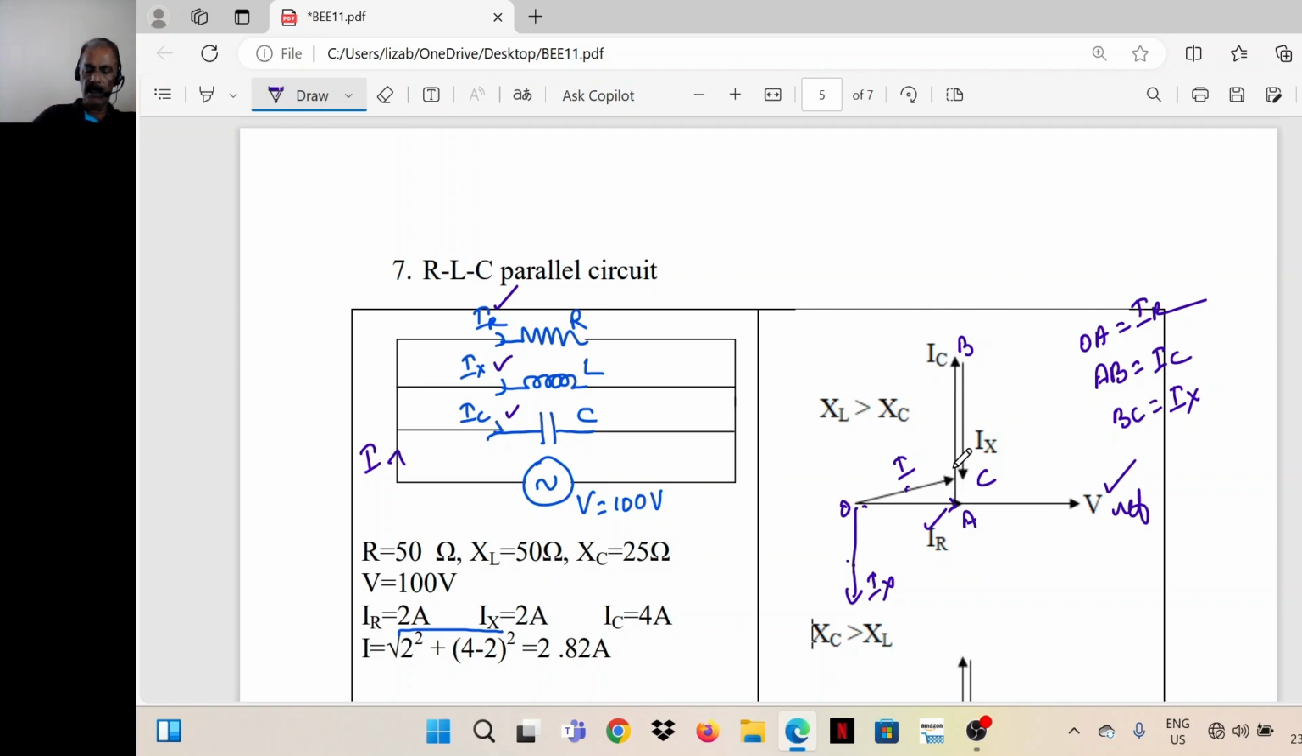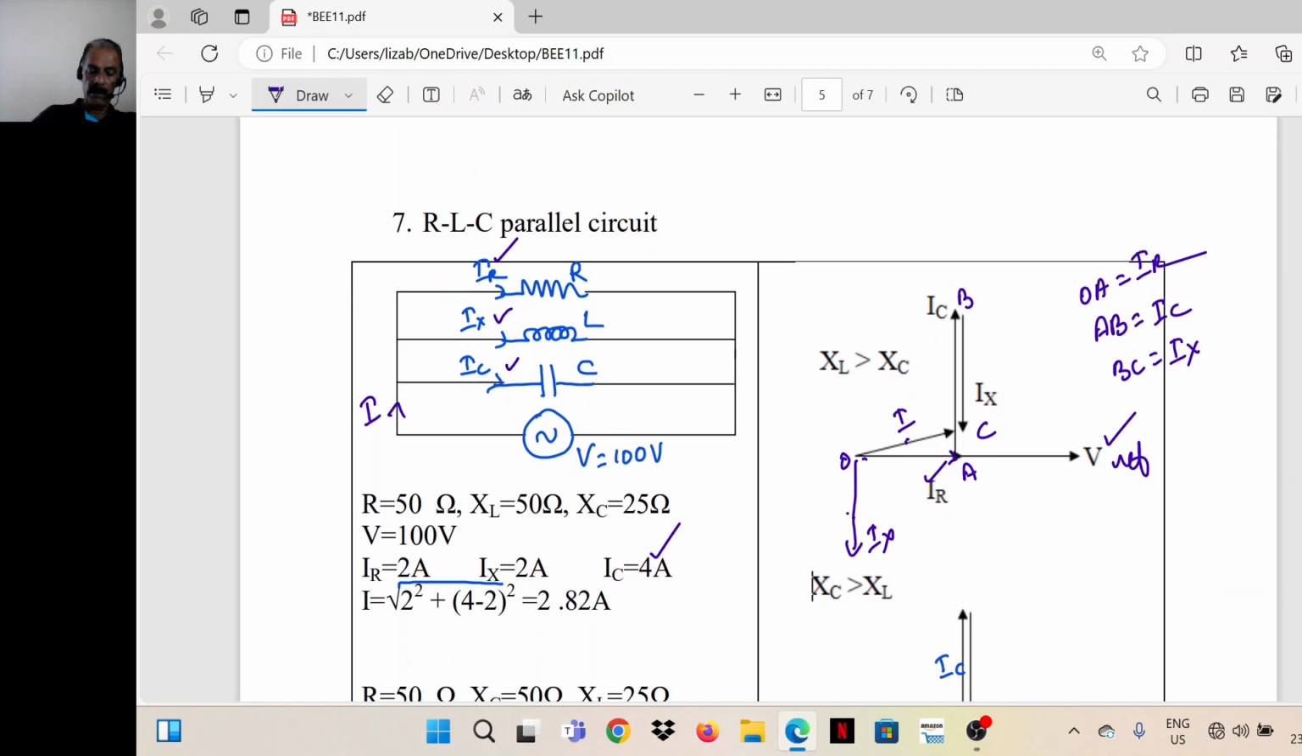So here the net current is leading, because the current through the capacitor is more. Capacitive reactance is less in this case. So current through the capacitor is more. So IC is more, so the net current will be leading the voltage. Here capacitive reactance is less, so the current through the capacitor is more.